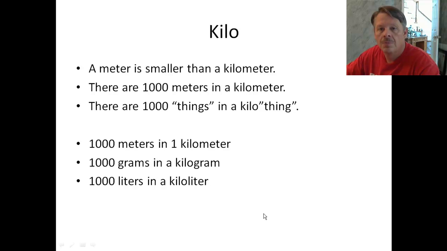So kilo is the same concept. A meter is smaller than a kilometer. There are 1,000 meters in a kilometer. There are 1,000 things in a kilo thing, so again, it does not matter what the thing is. It can be meters, grams, or liters, but there are 1,000 meters in a kilometer, 1,000 grams in a kilogram, and 1,000 liters in a kiloliter.